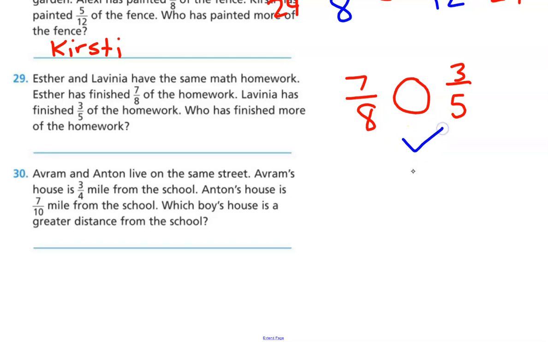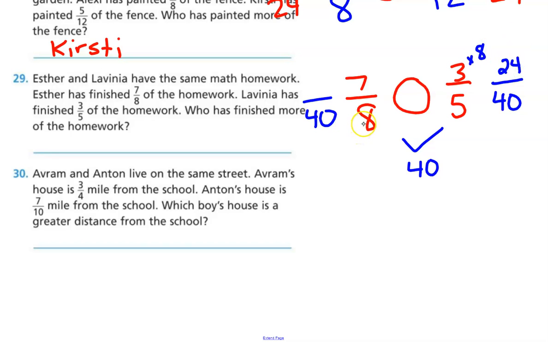So 5 and 8, unfortunately, doesn't have anything easier other than just multiplying the two together, which is 40. So I'm going to make 40ths be my new common denominator. How do I get from 5 to 40? That's going to be times 8. So I'm going to multiply 3 times 8, which is 24.